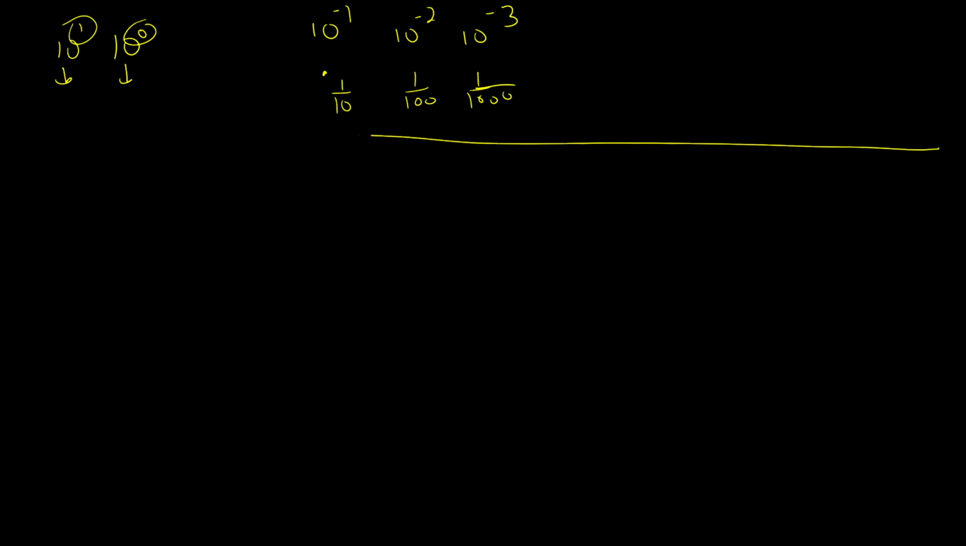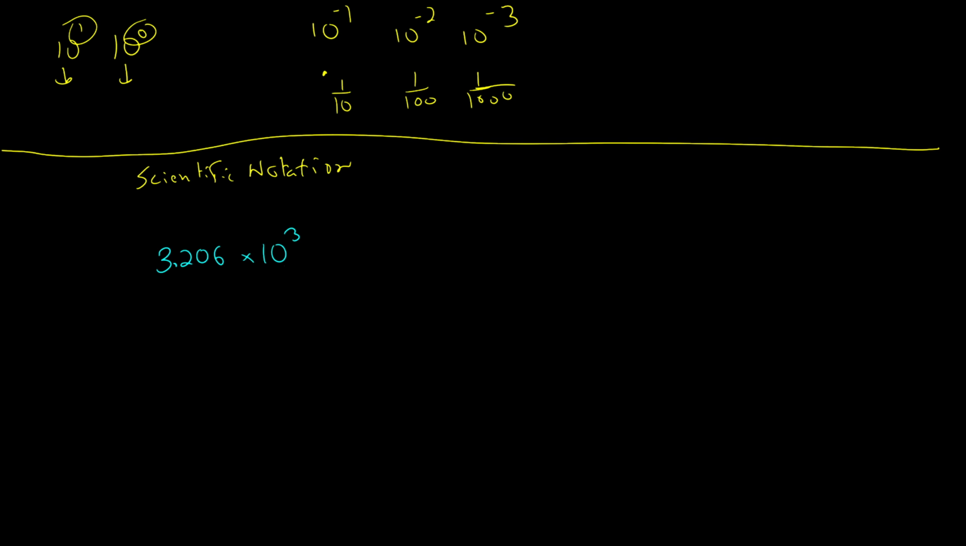Well, scientists like to estimate how big something they're working with, and so they've invented a notation that exploits this, and it's called scientific notation. And it allows for multiplication and division of large numbers rather quickly. It doesn't help with addition and subtraction, but it helps with multiplication. And what it does is, if we take a number, 3.206 times 10 cubed, 10 to the third. What we're saying is 3,206.